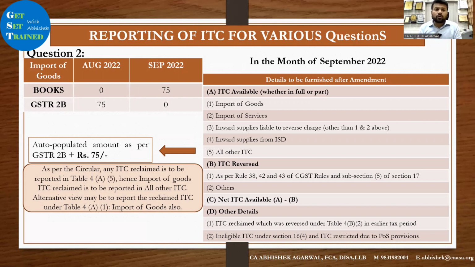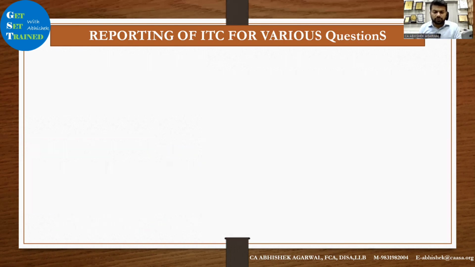Please note a second opinion can also be taken, that you add back in the import of goods only. My understanding is the intent of the law could be that they only want variance in all other ITC and not in the other tables. So in the circular they have used that the all other ITC figure can be added, but a second opinion can be taken, and import of goods can be modified in the month of September, right? Let's move to the third question.